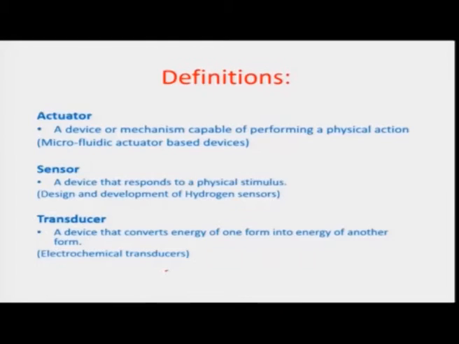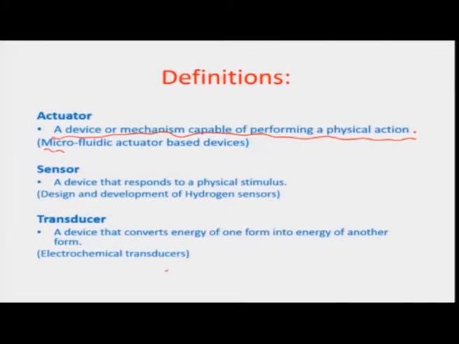So, let us look at some definitions again. This is a kind of revisiting of what we did earlier. So, what is really an actuator and how different is it from a sensor? An actuator is a device or mechanism which is capable of performing a physical action. So, this can be, let us say, there is a valve and the valve is closed, because of which there is a stoppage of flow. So, that can be an actuator.